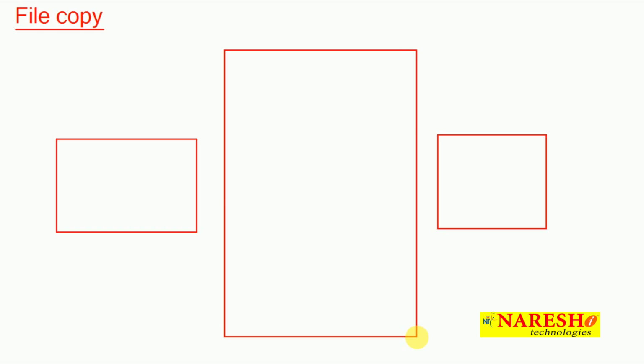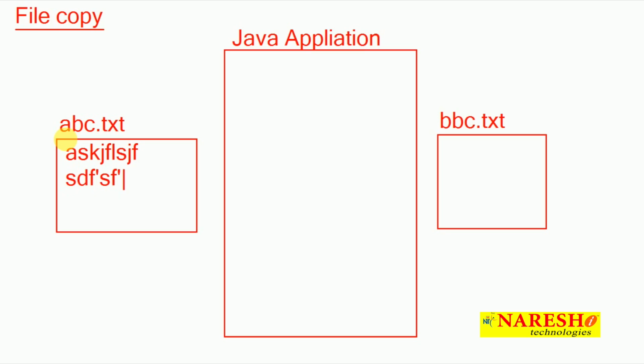Assume this file is abc.txt file and this file is bbc.txt file. This is our Java application. Now, in this abc.txt file, I have some data. From my Java application, we have to read this data and then copy this data into this bbc.txt file. That's it. This is the target of this application. So, file copy is nothing but copy data from one file into another file.